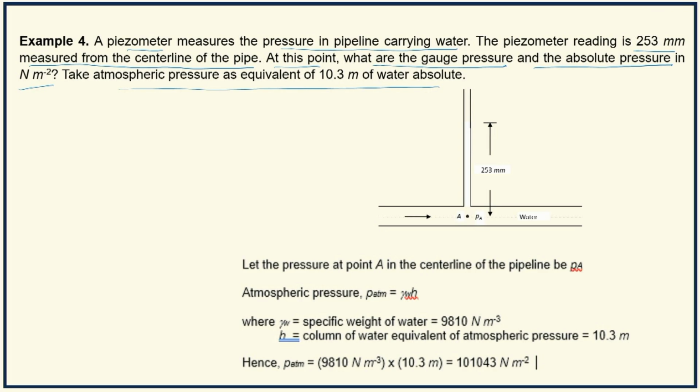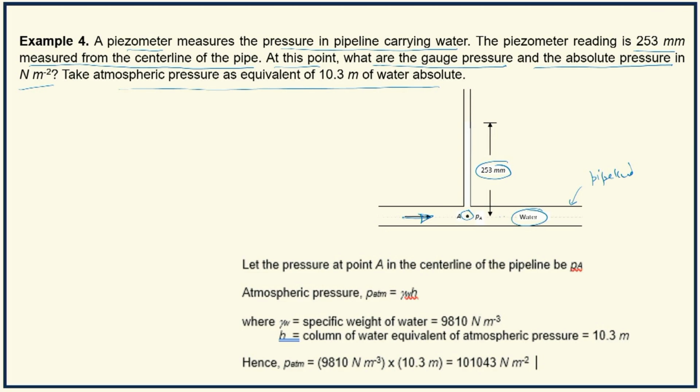So I have a pipeline. This is the pipeline which is conveying water. Say it is carrying water in this direction. Now a glass tube, which is nothing but a piezometer, is attached at right angles to the direction of flow in the pipeline. And because of the pressure at point A, wherein the pressure is required, the water rises to a height of 253 millimeters above the center line of the pipe.